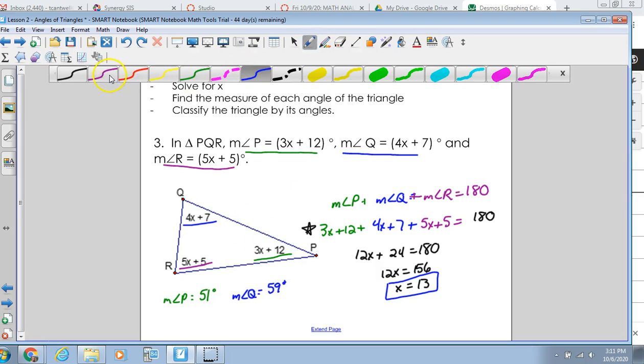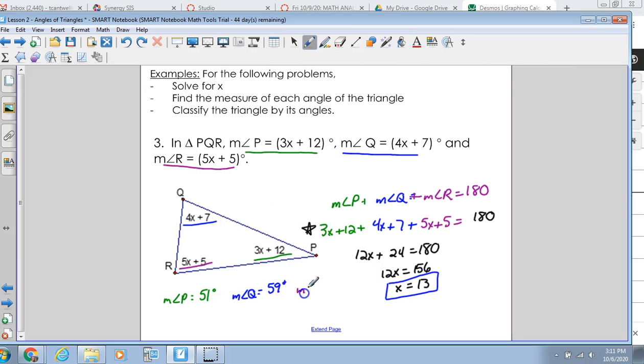And for the measure of angle R, if we plug in 13, 5 times 13 plus 5, that gives us 70 degrees. If we add up those numbers, 51 plus 59 plus 70, we get 180 degrees. So we solved for x, we found the measure of each angle, and then last, classify the triangle by its angles. All of these are less than 90 degrees, so this is an acute triangle.